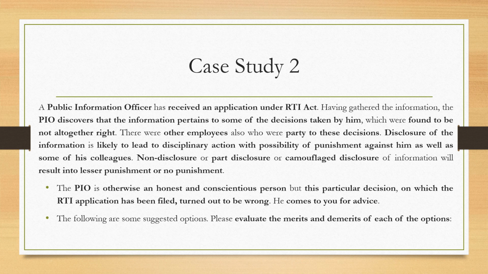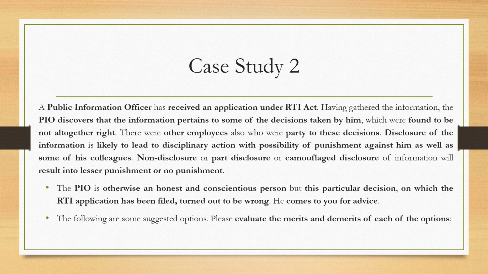So he took some decisions, they did not turn out to be right. There were other employees also who were party to these decisions, and some of his colleagues were party to these decisions, and disclosure of this information is likely to lead to disciplinary action, and there's possibility of punishment against him as well as some of his colleagues. So this information disclosure can lead to disciplinary action and he might be penalized for the same decision, right? And his colleagues also are involved.